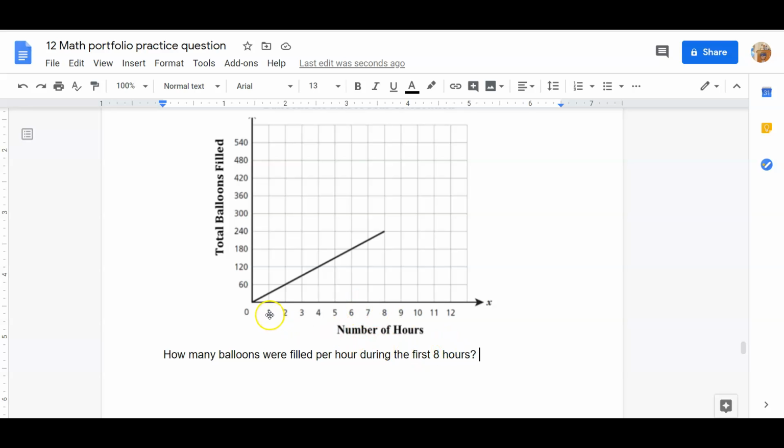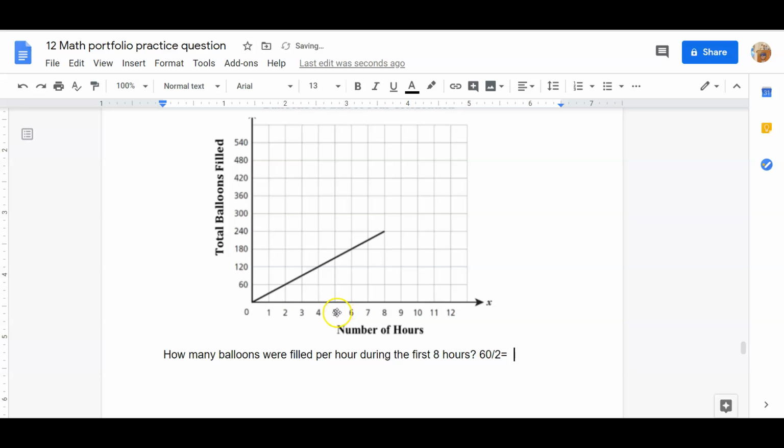Because if we look at 2, it's easier. 1's in the middle here, it's not like concrete. So look at 2 on the x-axis. It is 60. So in 2 hours, there were 60 balloons filled. So if you take those 60 balloons and divide it by those 2 hours, you'll see that it equals something.